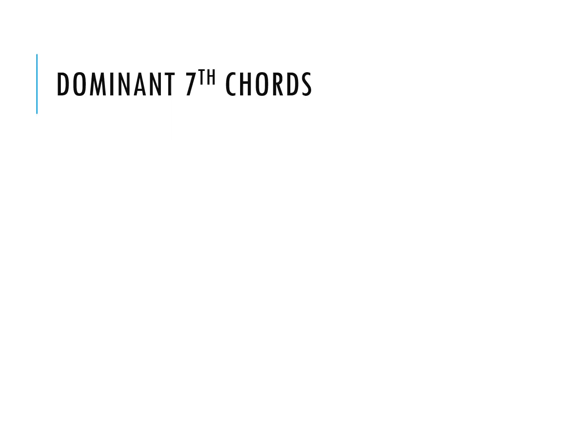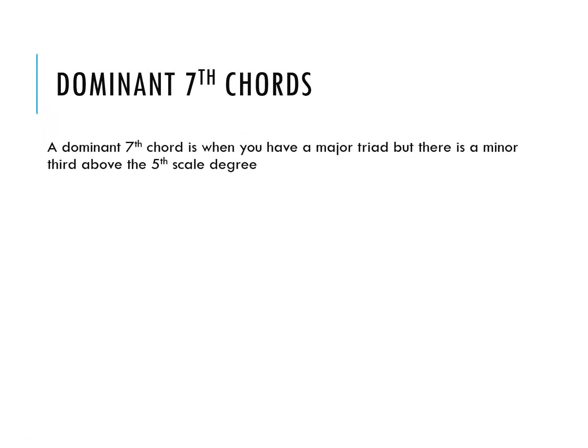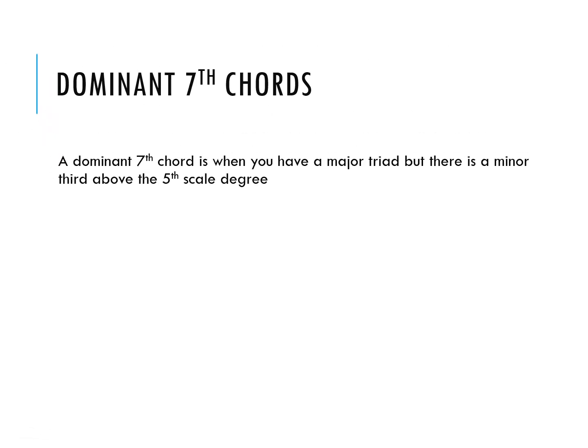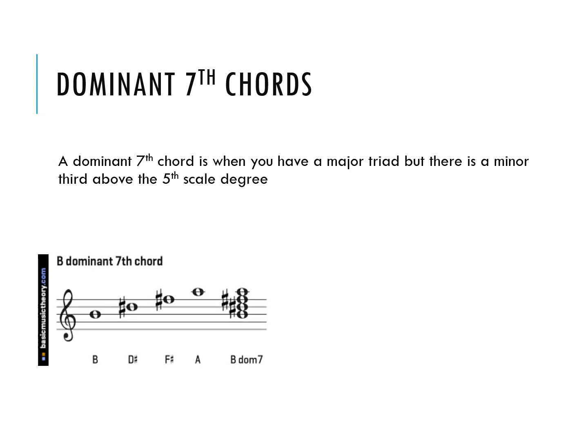The next seventh chord we will go over is a dominant seventh chord. A dominant seventh chord is when you have a major triad, but there is a minor third above the fifth scale degree. One example of this would be a B dominant seventh chord.